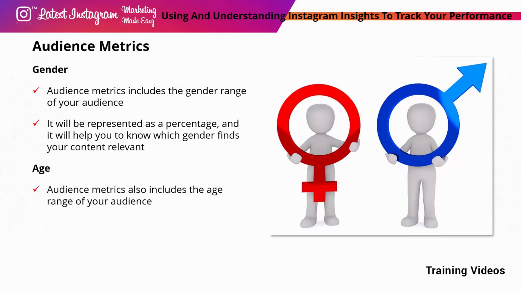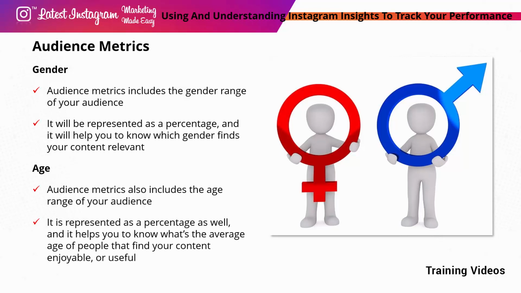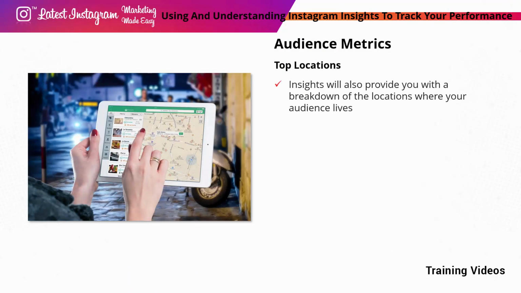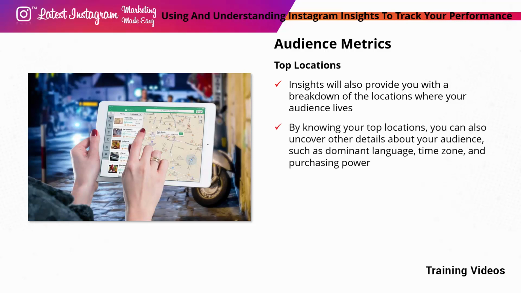Age. Audience metrics also include the age range of your audience. It is represented as a percentage as well, and it helps to know what's the average age of people that find your content enjoyable or useful. Top locations. Insights will also provide you with a breakdown of the locations where your audience lives. It includes cities and countries from top to bottom. By knowing your top locations, you can also uncover other details about your audience, such as dominant language, time zone, and purchasing power.